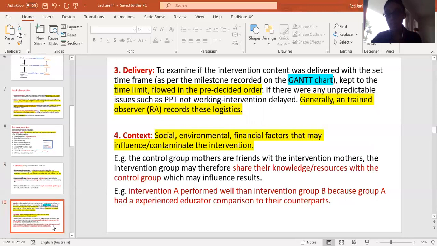Then comes the context evaluation, which is a type of process evaluation, where you want to gauge the social, environmental, and financial factors that may have influenced or even contaminated your evaluation.